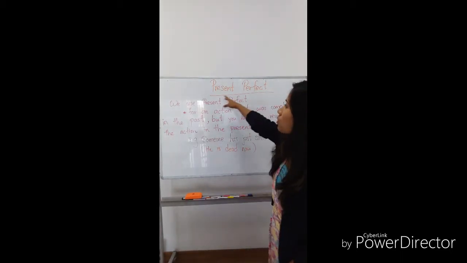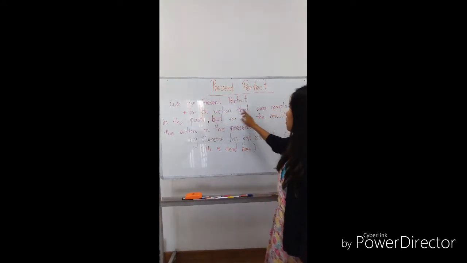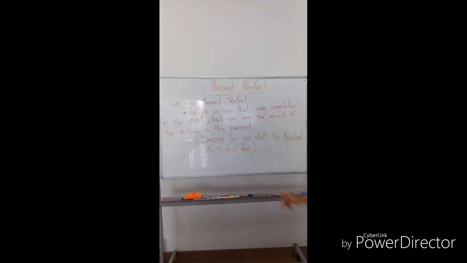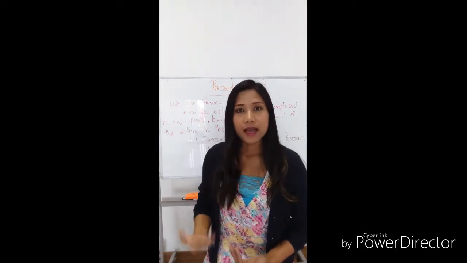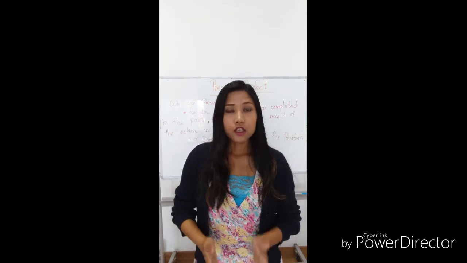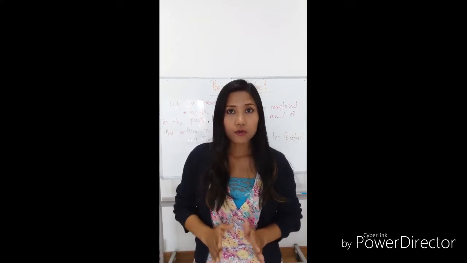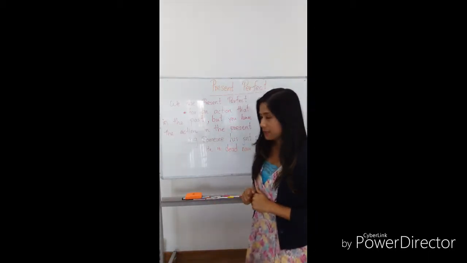Present perfect tense. We use present perfect tense for an action that was completed in the past, but you have the result of the action in the present. So the action started in the past and was completed in the past, but you have the result of that action now. So let's have a look at the example.